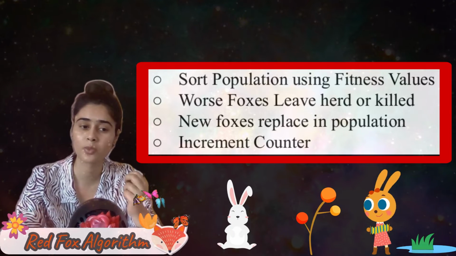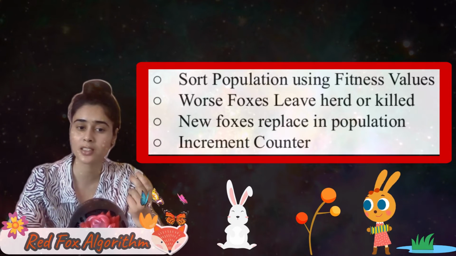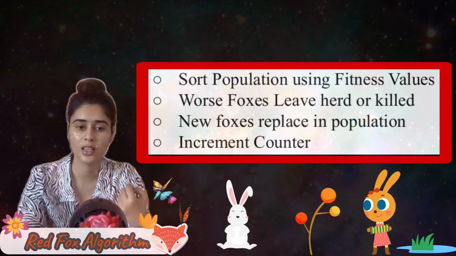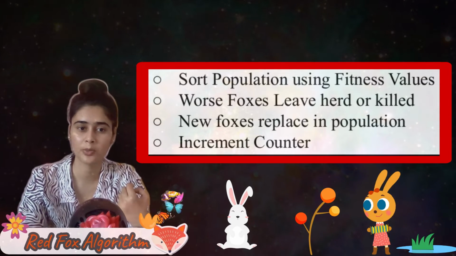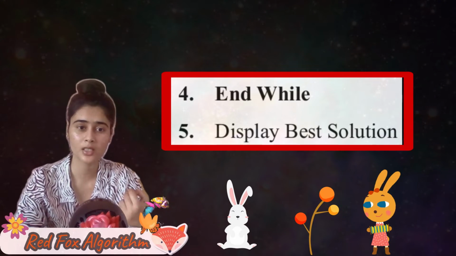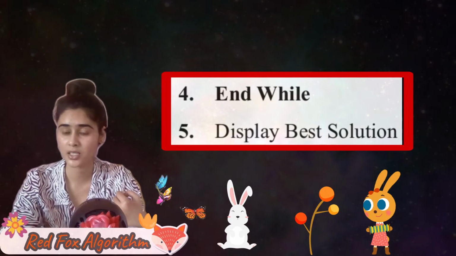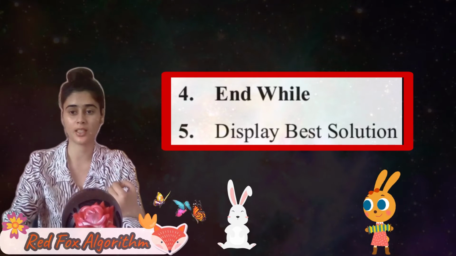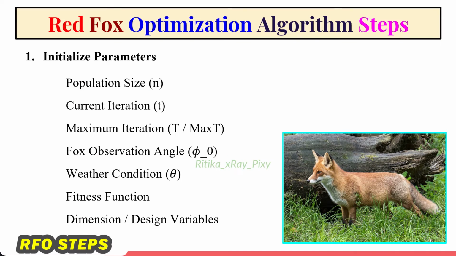So here we need to balance the population. So we will replace them with new foxes, increment the counter, then repeat the loop until the stopping criteria is met. And when the stopping condition is met, we will stop and display the best solution that we found in the last iteration. So first step, we have the parameter initialization phase.